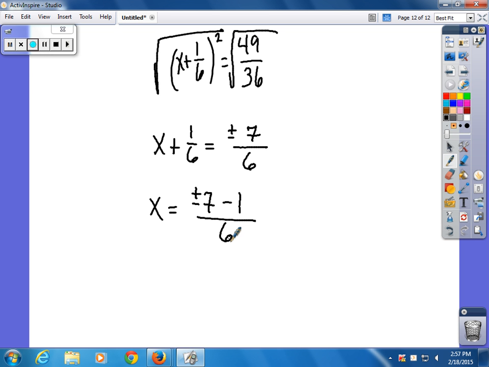It's a major high level math there. 7 minus 1 is 6, and 6 divided by 6 is 1. There's one x-intercept. Negative 7 minus 1 is negative 8. Negative 8 over 6 is negative 4/3. So now sketch it out.